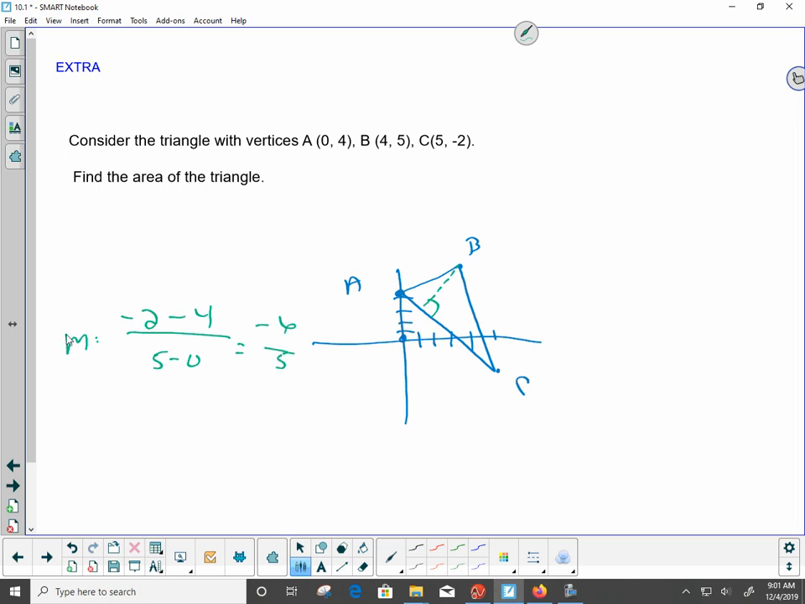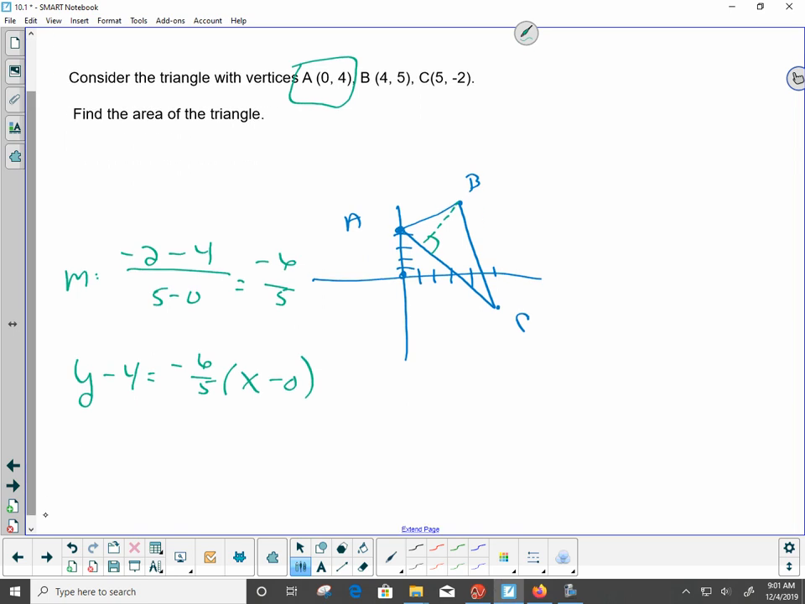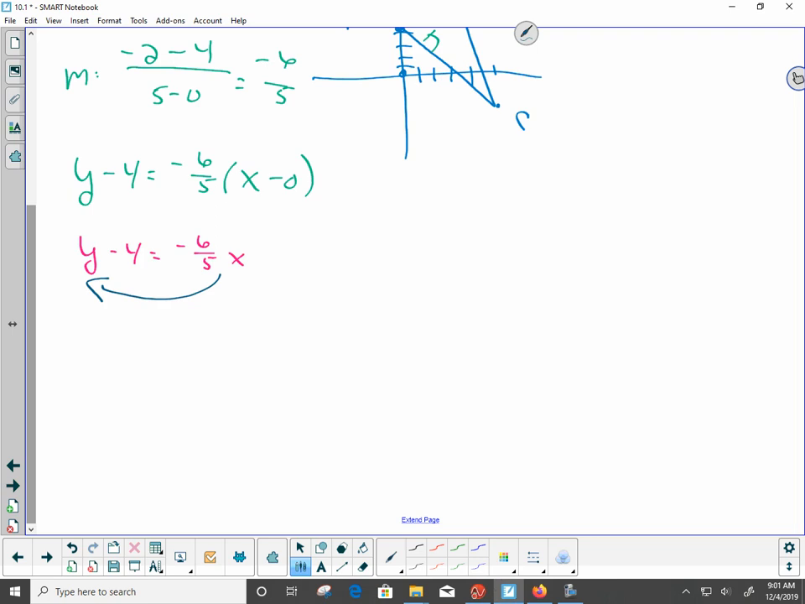Then I'm gonna choose this point to put in point slope, so y minus 4 is equal to my slope, -6/5 times x minus 0. When I do this, I'm gonna have y minus 4 is equal to -6/5 x. Bringing the 6/5 over, I want to get rid of that fraction, so we multiply everything by 5. So I'm gonna have 6x plus 5y minus 20 is equal to 0.